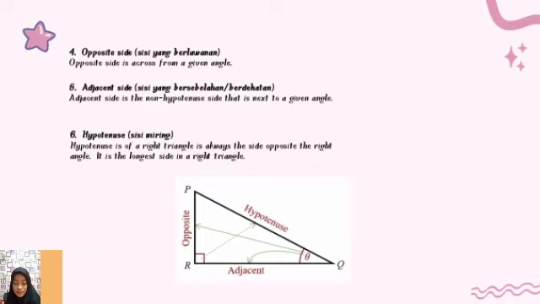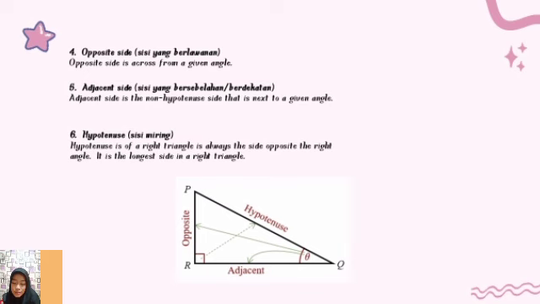to a given angle. And number 6, hypotenuse, or sisi miring in Bahasa. Hypotenuse of a right triangle is always the side opposite the right angle. It is the longest side in a right triangle. We can see in one picture there is an opposite side, hypotenuse side, and adjacent side, as an example of the 3 vocabulary.